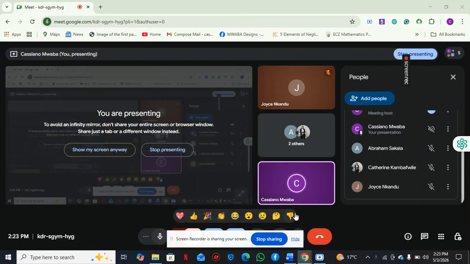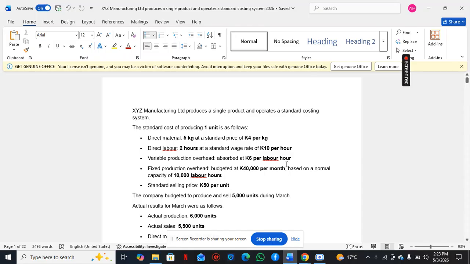Okay, so we're looking at variance analysis, where a company wants to find out: did you spend more or did you spend less? Did you perform better in terms of being efficient or inefficient? That's what variance analysis is. Okay, so we have a question here.